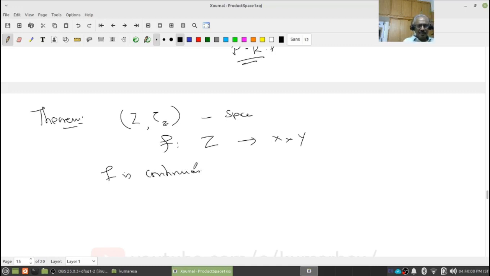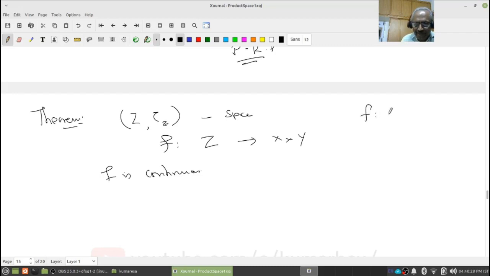Just stop for a minute. I already talked about a sequence (xn, yn) in R2 converging to (x, y) in R2 if and only if xn converges to x and yn converges to y. Now I want to talk about the function f from Z to X cross Y, when it is continuous. Are you reminded of some result you have seen in real analysis somewhere? Perhaps analysis of two variables, calculus of two variables. You must have seen that, right?